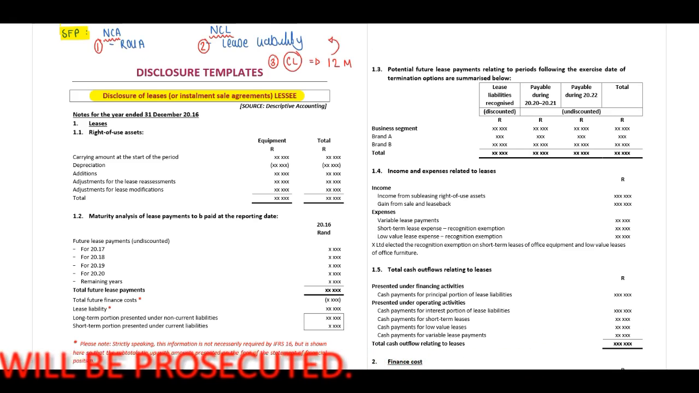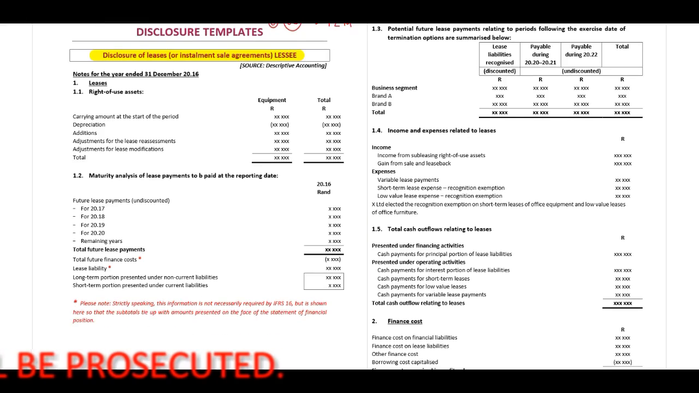Now, we will look at this in our lecture examples as well. Now, in the notes to the financials, we need to include our right-of-use asset. Remember, this shall be disclosed and presented in our non-current assets. Very similar to your PPE note.